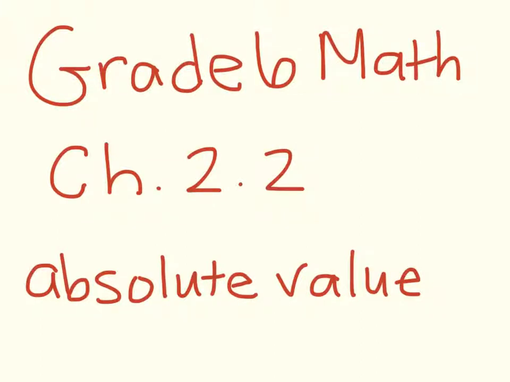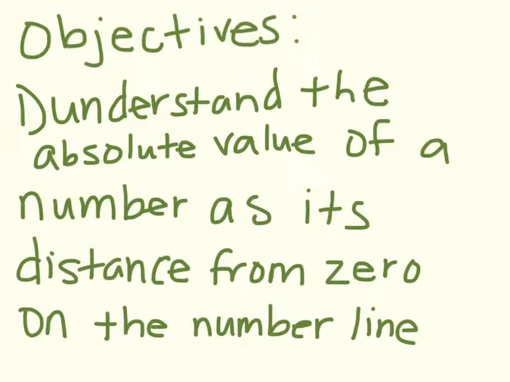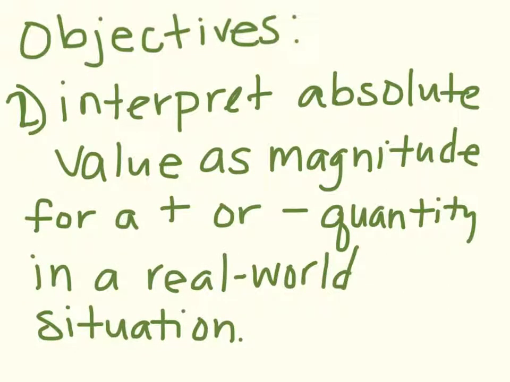This video lesson is for grade 6 math, chapter 2.2, and the topic is absolute value. There are two objectives for this lesson. The first is to understand the absolute value of a number as its distance from 0 on the number line. And the second, to interpret absolute value as the magnitude for a positive or a negative quantity in a real-world situation. Let's get started.